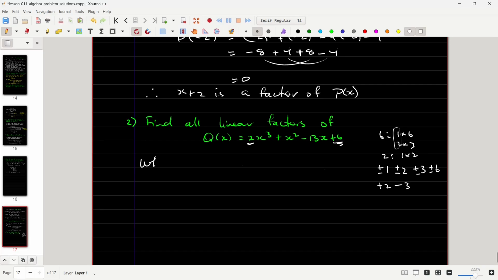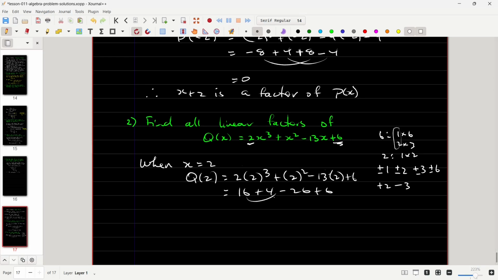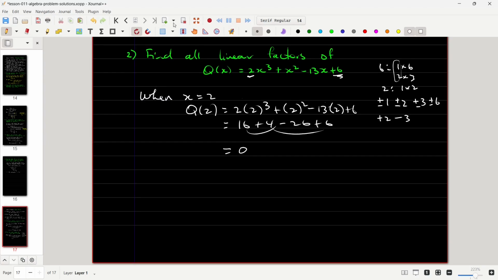So I can say when x is equal to 2, then that means this here would give me 0. And I can just simply test that. So I can say q of 2 is equal to 2 into 2 raised to the third power plus 2 squared minus 13 into 2 plus 6, and we will get 16, plus 4, minus 26, plus 6. So this here is 20, this here is 6, this here is equal to 0. All right, so then that means my divisor, x minus 2, is a factor of q of x.